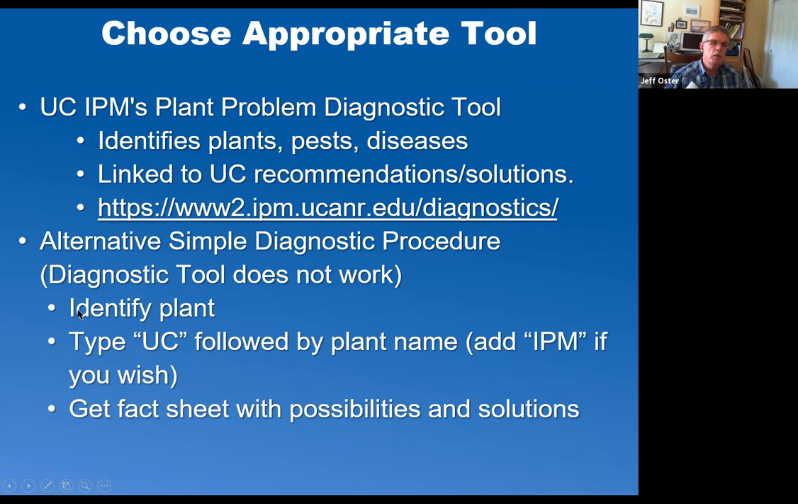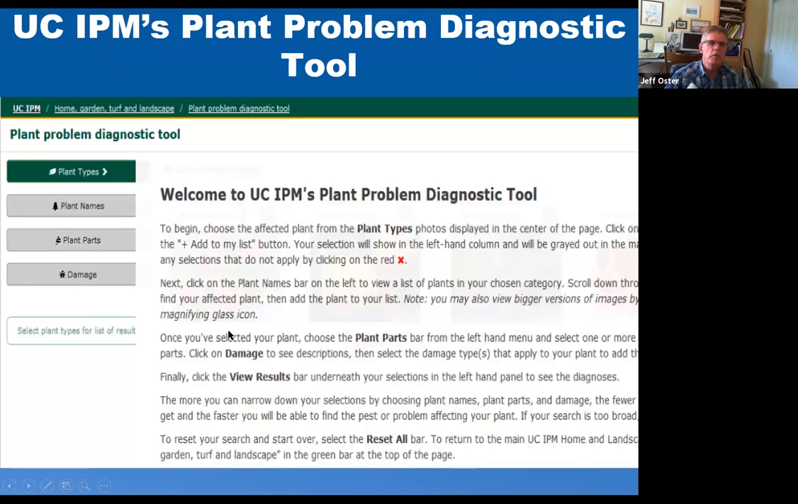So here you also have to identify the plant, most important. So type UC followed by the name of the plant, add IPM if you wish, not necessary. And you'll get a fact sheet that'll give you possibilities. And once you've chosen the correct possibility, solutions for the problem you have. So see if those things line up with what you see before you.